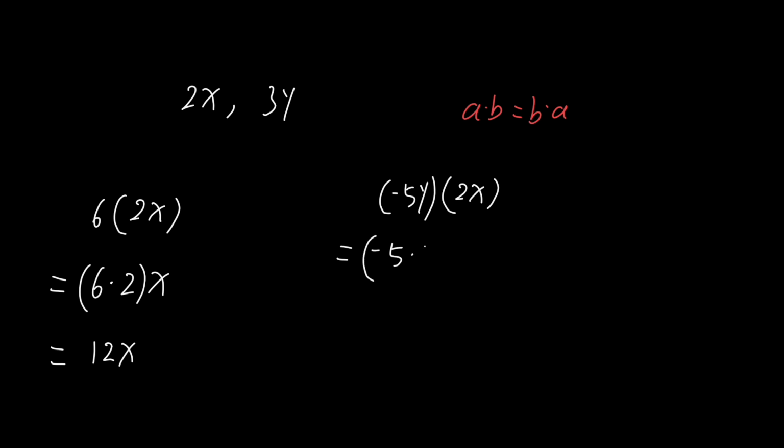-5 times 2, then times y times x. Group them together. And -5 times 2 will be -10, and then yx. Or you can also rewrite it as -10 times x times y. Just the same thing.